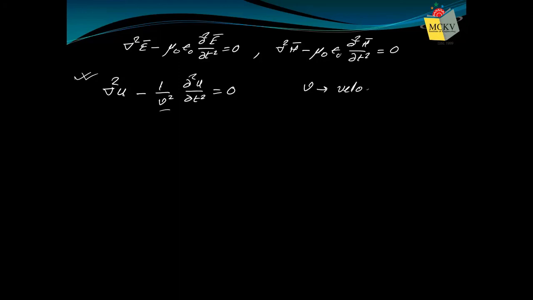That means this is the velocity of the wave. So if we compare the general wave equation with the equations we have obtained from Maxwell's equations, these two we have obtained from Maxwell's equations. What have we done? We have only decoupled E and H from Maxwell's equations and we obtained these two.